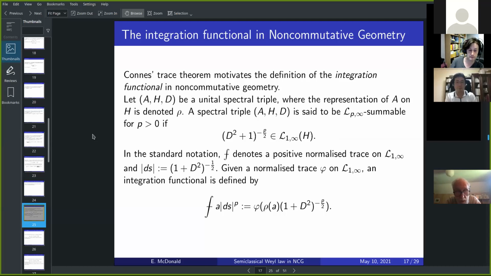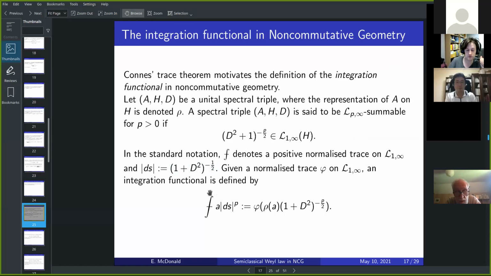Now, according to the standard notation, which is often used in this area, we write the integral with a bar through it to mean a positive normalized trace, or depending as appropriate, maybe a continuous trace on L_{1,infinity}. And ds is the so-called quantized line element. It denotes this thing, the absolute value of, if you like, a resolvent of D. The integration functional on a spectral triple is defined as follows.